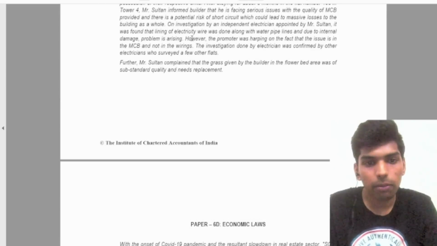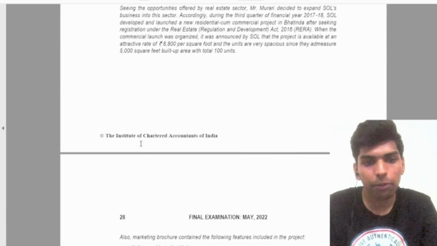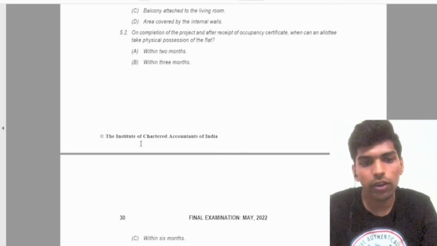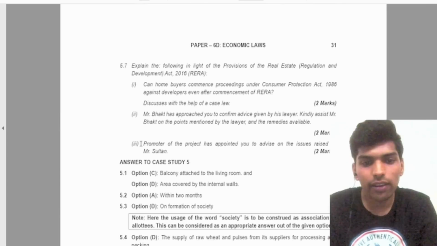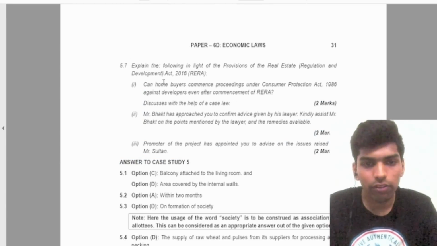So this is the case study number five. Yeah, this is case study 5. I'm not going to read this case study. I'm not going to read these MCQs. I will quickly start with the descriptive questions. I will start in the reverse order. So this is the first question I can see. This is the 5 point question number 5.7. I am going to read this question.